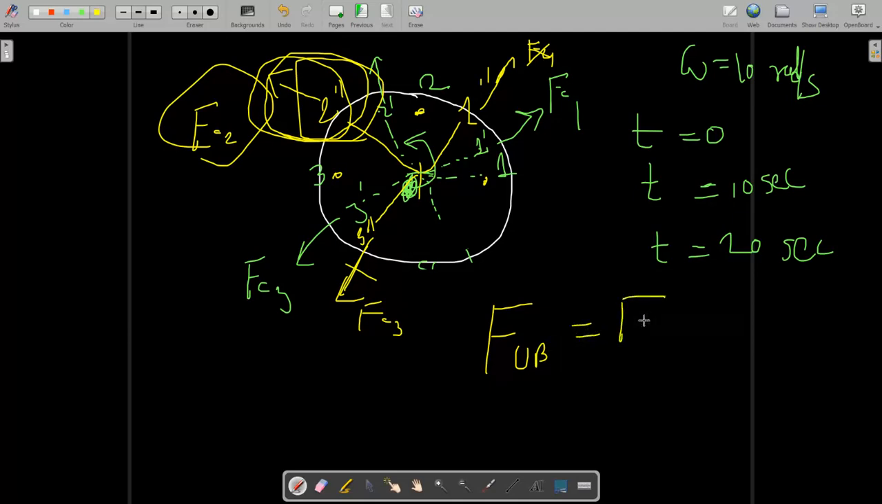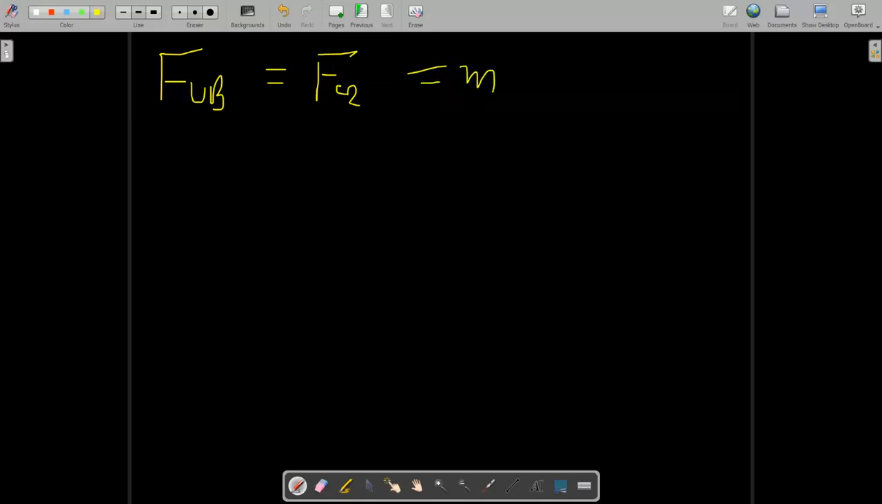The unbalanced force is the centrifugal force of the second mass, because earlier there was a fourth mass on the same line of action in the opposite direction, cancelling the effect of the centrifugal force. But here the fourth mass is removed. So what is the centrifugal force? m r omega square, as you learned in your 11th standard. So the unbalanced force equals the centrifugal force of the second mass, m r omega square.